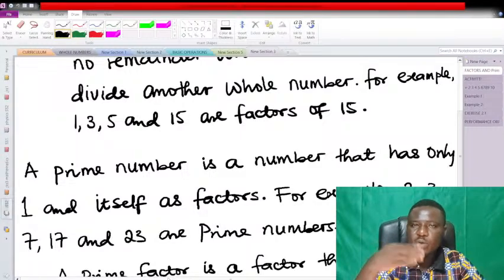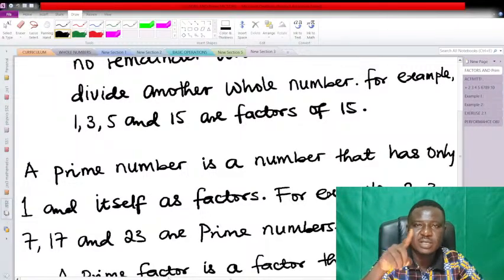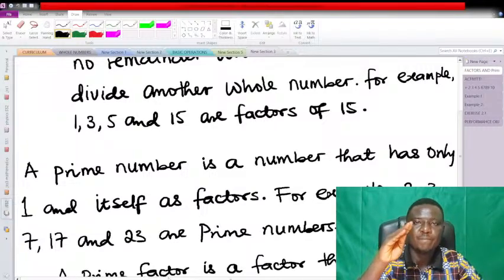What about 4? 4 is not a prime number because 4 can be divided by 1, 2, and 4. So it has not fulfilled the condition for it to be a prime number, of which we say a prime number is a number that has only 2 factors, 1 and itself. So 4 is not a prime number, but 2, 3, 5, 7, 11, 13, etc. are said to be prime numbers.